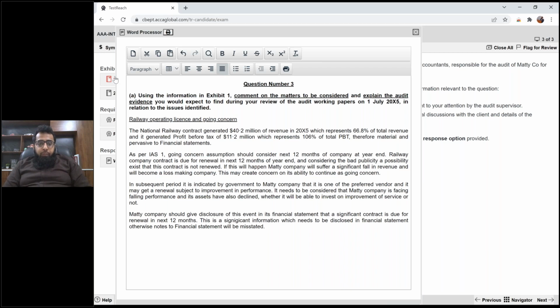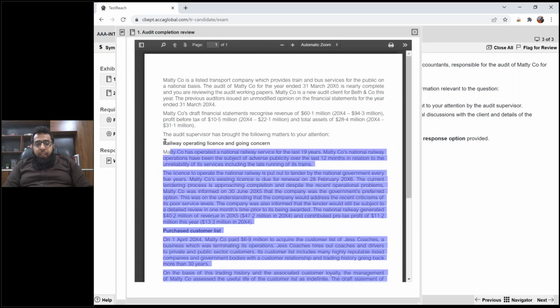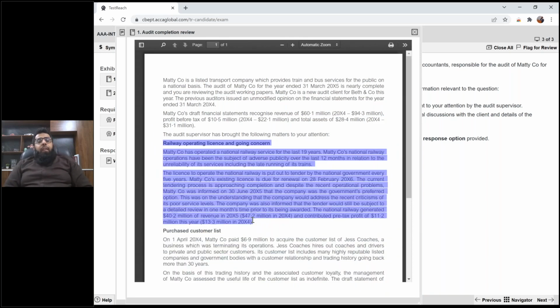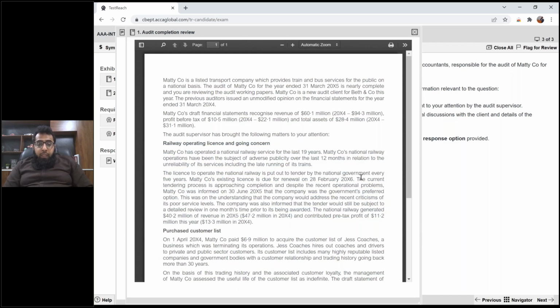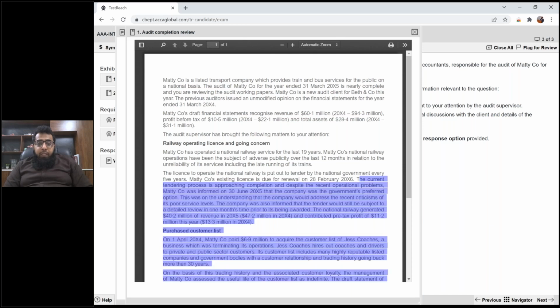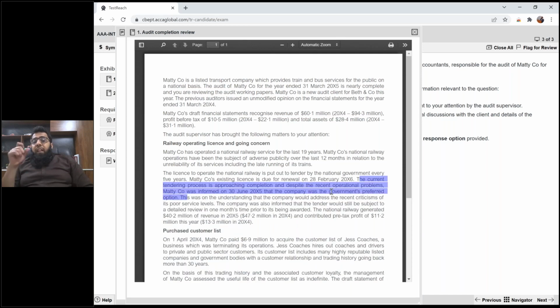3 audit evidences, please. In relation to this railway operating license and going concern matter, please give me 3 audit evidences. Okay. So the first audit evidence will be that we will review the correspondence done with the government, that what type of communication the government has done. That the current tendering process is approaching completion, and despite the operation, Metti Company was informed that the company was the government's preferred option. So we will look at the correspondence with the government. One student has said that we will look at the board minutes, that how Metti Company is looking forward to resolve this issue.